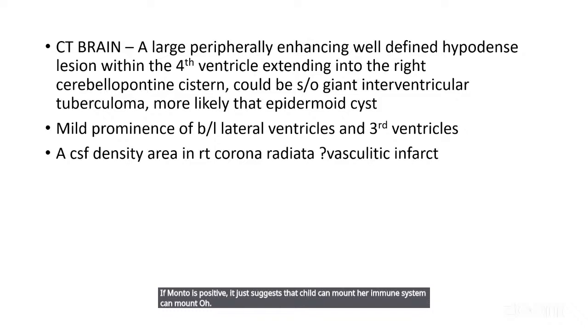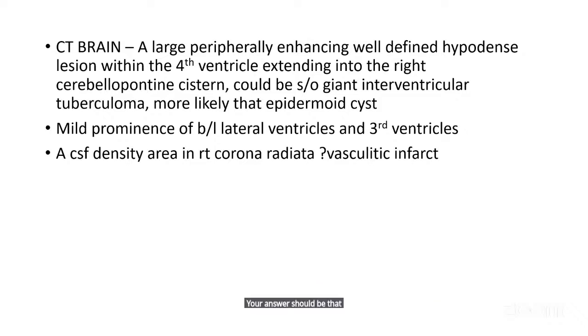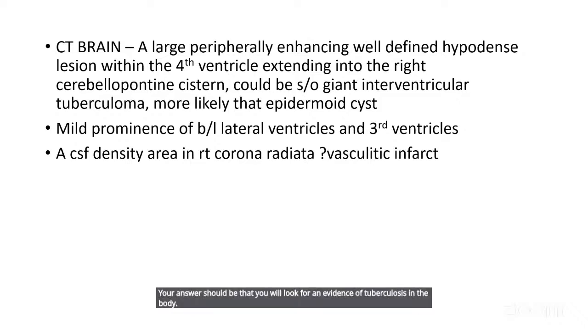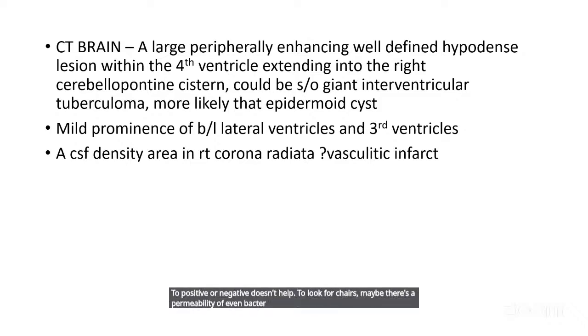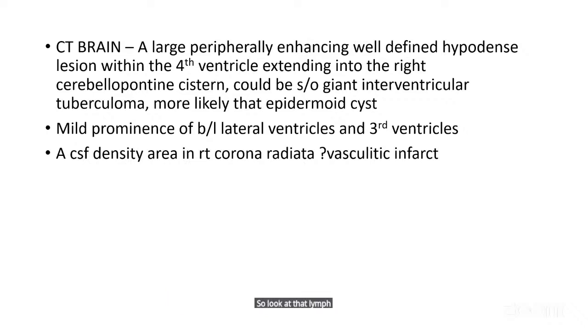Your answer should be that you will look for an evidence of tuberculosis in the body. You don't have to go down there for that. And MON2 is of no use. So MON2 positive or negative doesn't help. So look for chest, maybe if there's a possibility of even bacteriological diagnosis, molecular diagnosis. So look at that lymph node somewhere. Pick up something that is possibly giving you an idea.